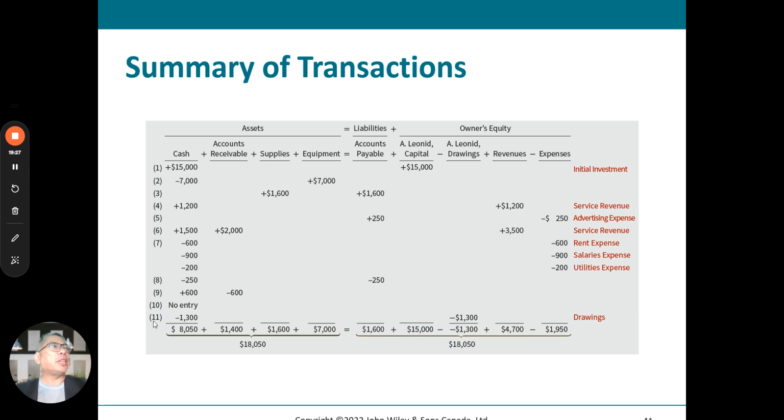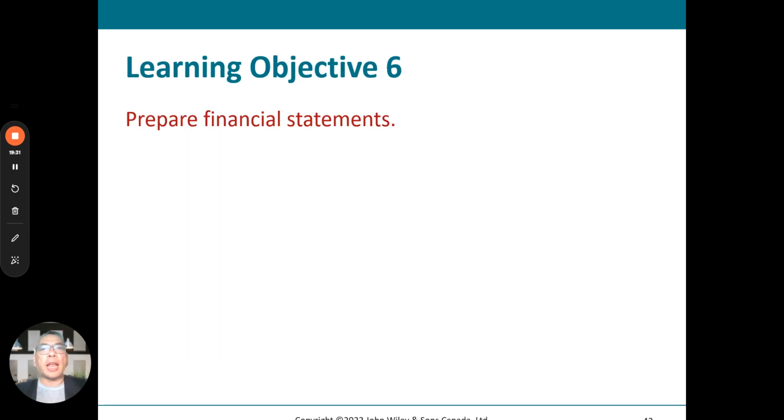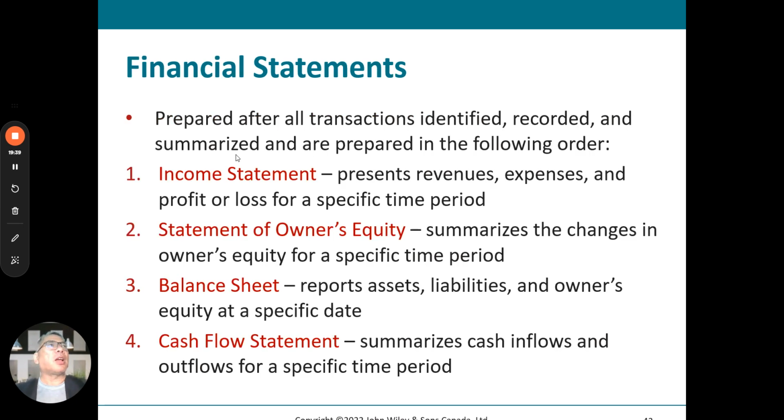After that, we're going to go to the next one, which is learning objective number 6. Prepare a financial statement. When we do that, we're going to prepare several statements. Prepare all transactions and identify the records. Number 1 is the income statement. Number 2 is the statement of equity. Number 3 is the balance sheet. Number 4 is the cash flow statement. Each has its own detail.